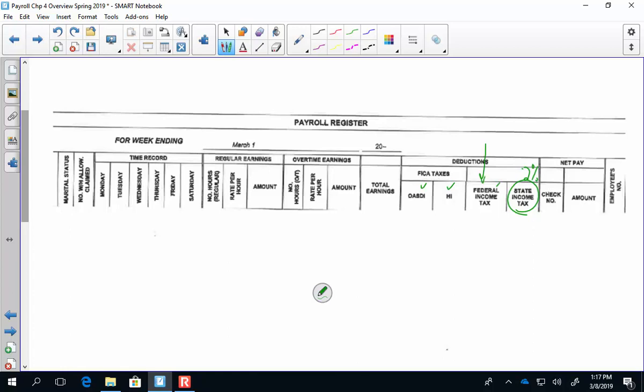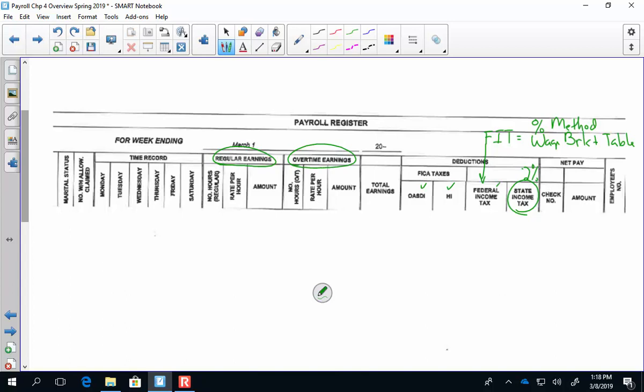But for the federal FIT computations, be aware again, there's a couple of employees that will use the percentage method, and the rest will be using the wage bracket method, or the wage bracket tables, to find the FIT amounts. Also, part of this test will be computing their regular earnings and overtime earnings, if they are allowed overtime.